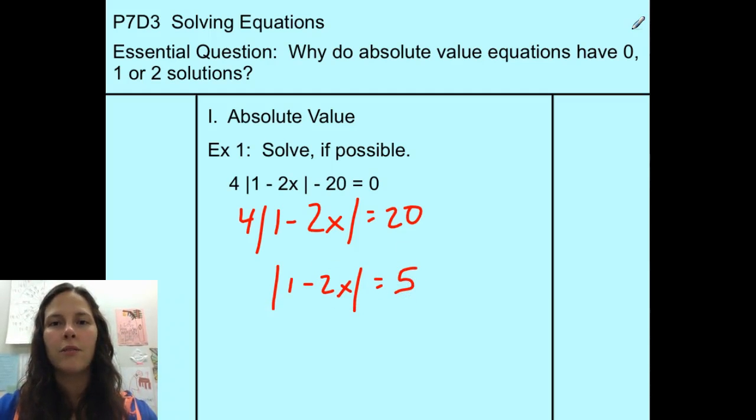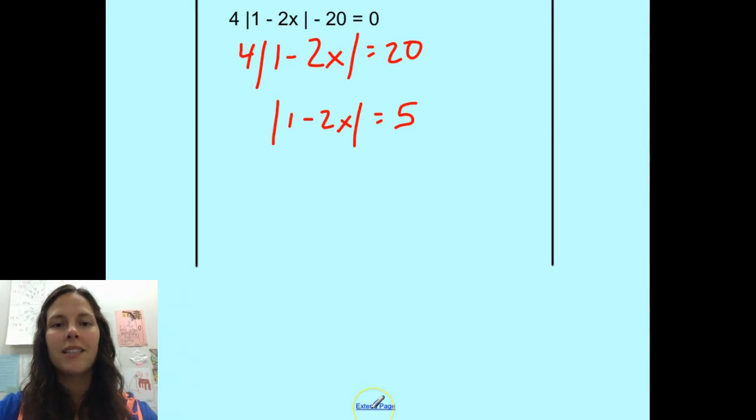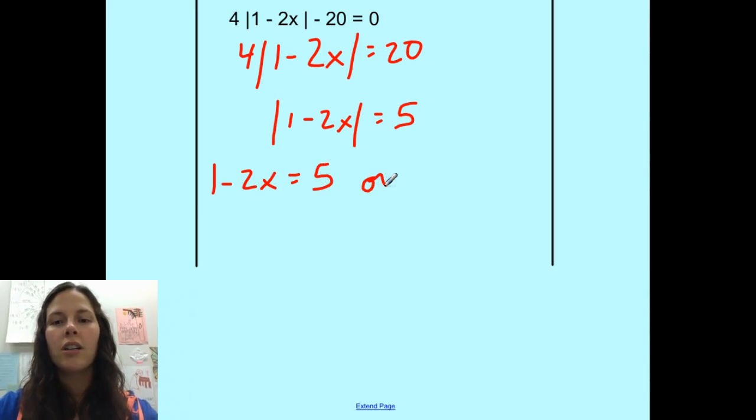Once you have the absolute value isolated, remember that an absolute value is distance from 0, so it makes whatever's inside the absolute value positive, which means what's inside the absolute value could be negative. So our next step is to set what's inside the absolute value to both a positive or a negative, and then solve each of those equations individually.